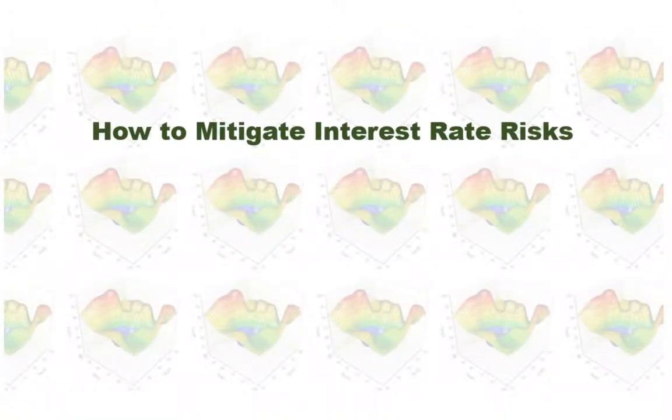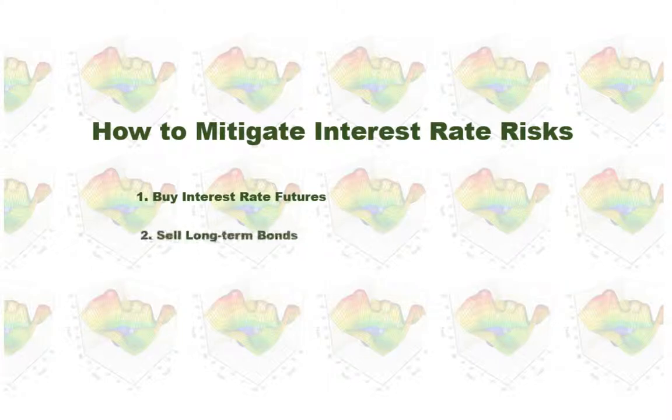Then, how to mitigate interest rate risks? The most popular strategies to protect against rising interest rates include 1. Buy interest rate futures. Sophisticated investors can purchase futures contracts on government bonds or interest rate futures. These trades enable them to lock in a certain interest rate and hedge their positions.